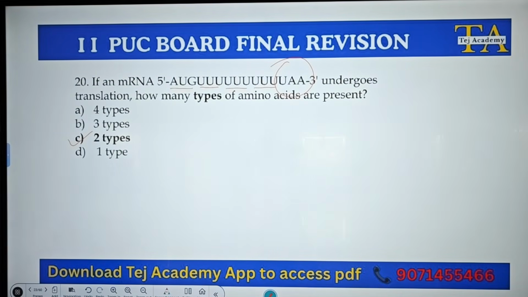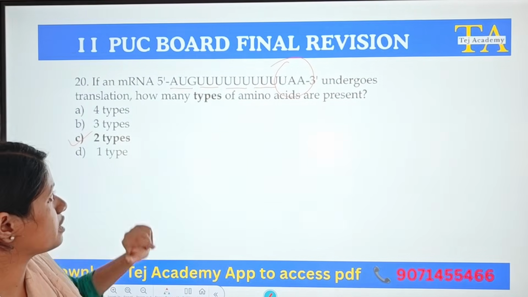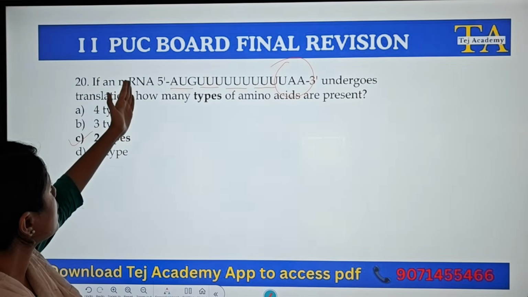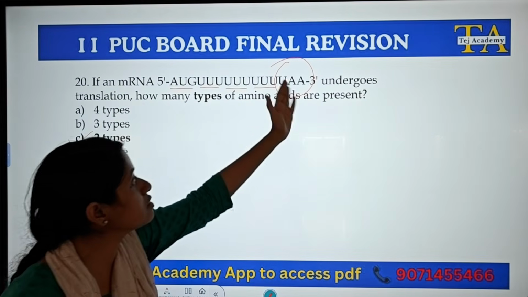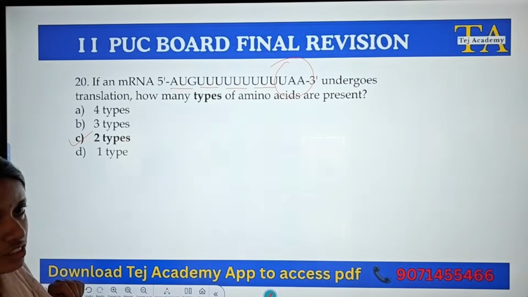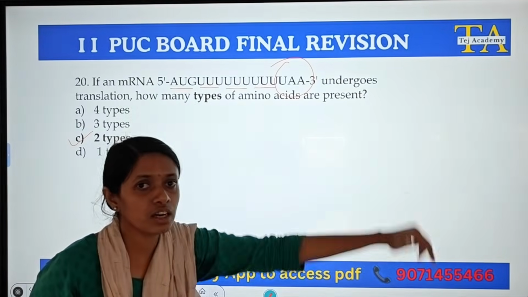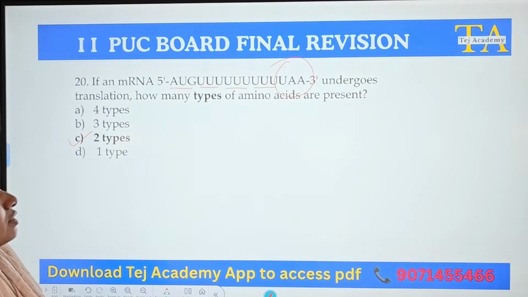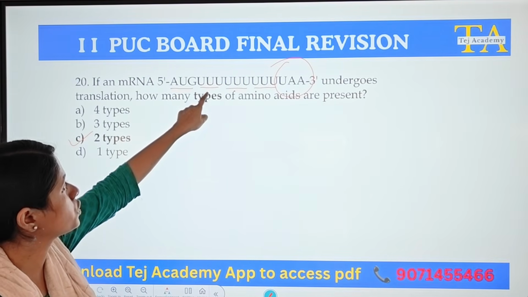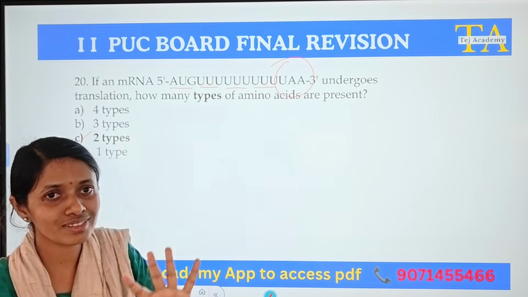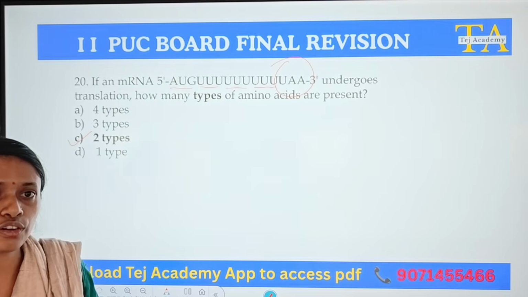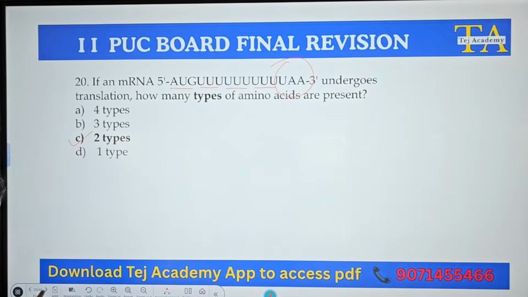So if we change this question into another type, like if an mRNA given like this undergoes translation, how many amino acids are present? Okay, then you have to count 1, 2, 3 and 4. So that will be 4 amino acids, not 4 types of amino acids.